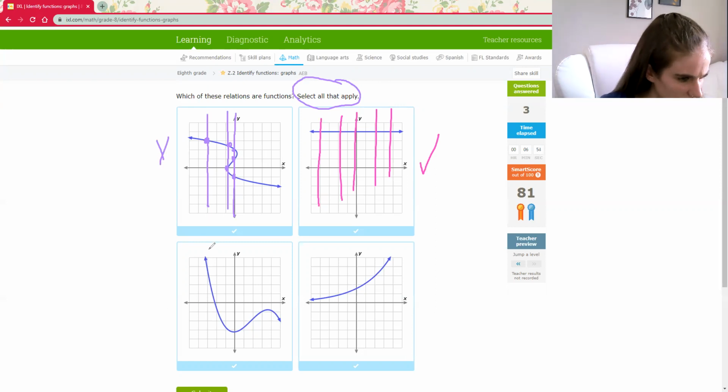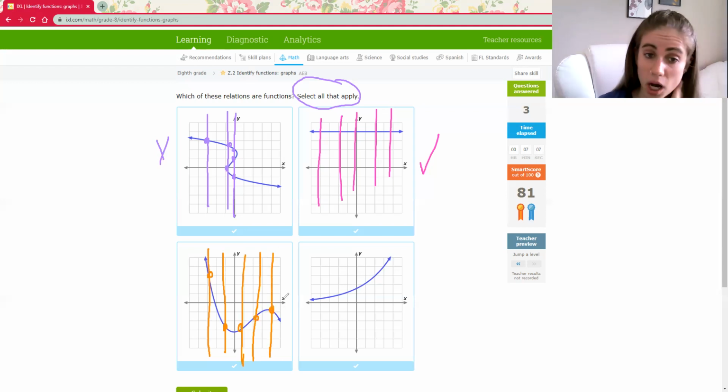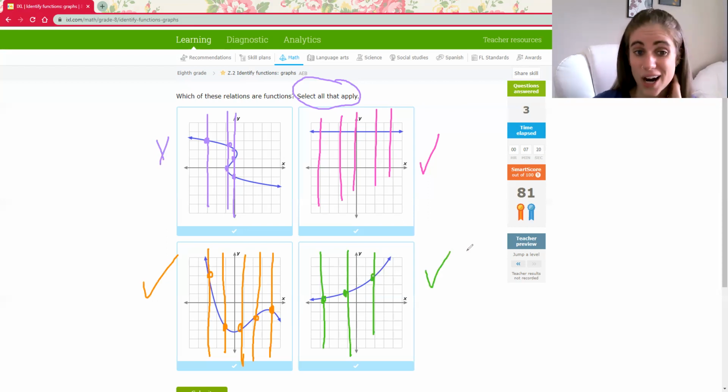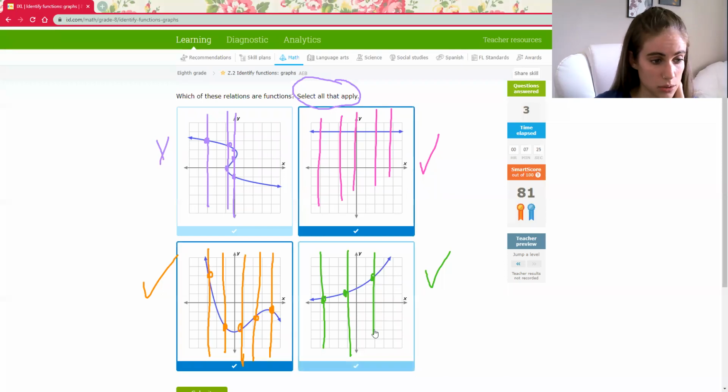Ooh, this one's kind of curvy. That one looks funky. All right, we're just right there. One time, one time, one time, and one time. All right, that one looks good too. And last but not least, okay, only intercepts once. I think this one's good to go too. We actually have 3 possible answers here: 1, 2, and 3.